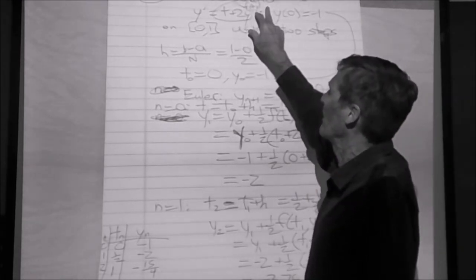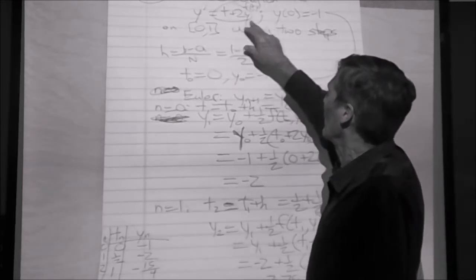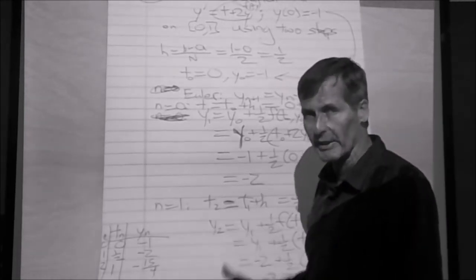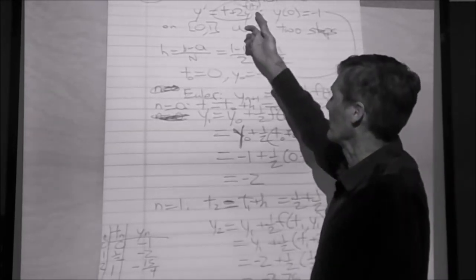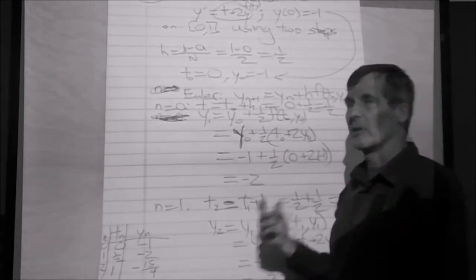Suppose I want to estimate numerically by Euler's method a solution of y prime equals t plus 2y with initial condition y of 0 equals minus 1. This has a unique solution, right, by the existence and uniqueness theorem. And suppose I want to estimate the solution on the interval from t equals 0 to t equals 1 using 2 steps. So I first compute the step size.